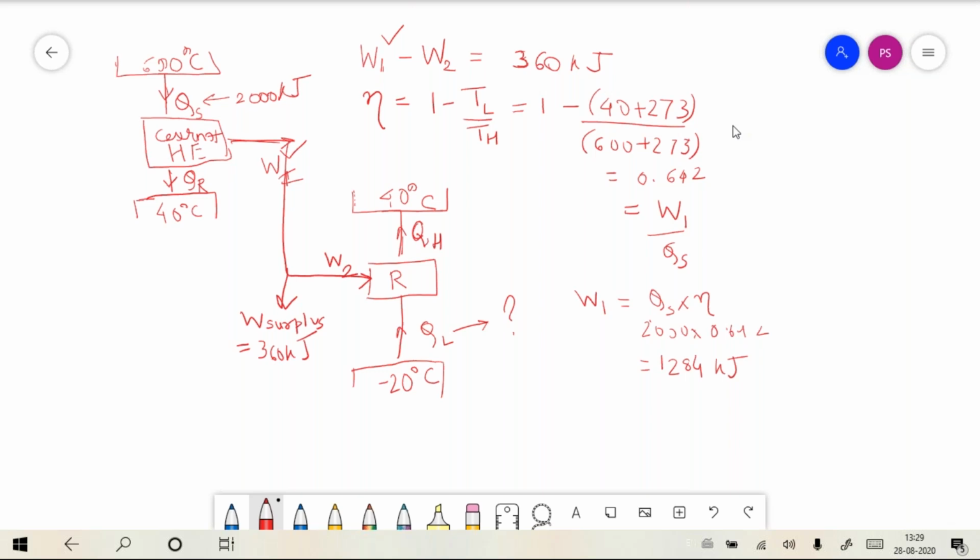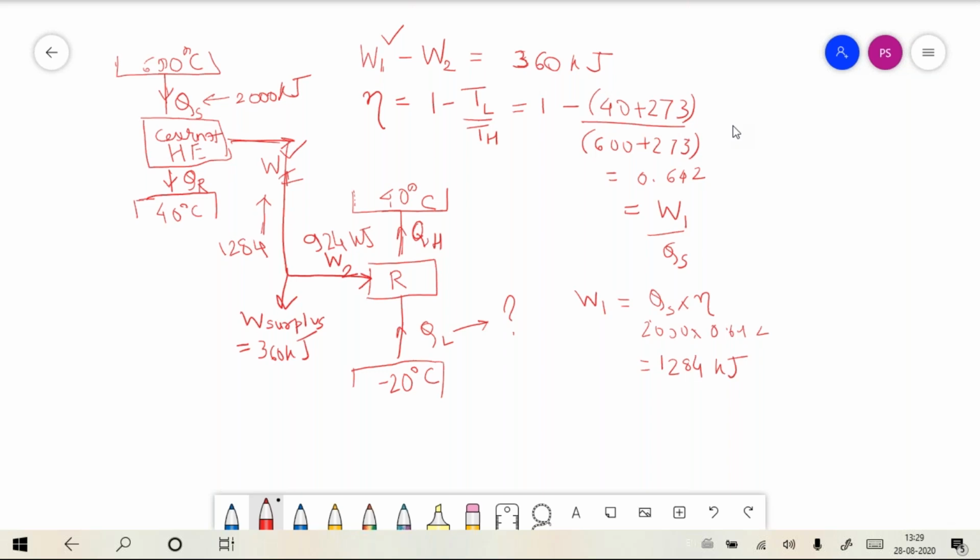Okay, so look at this now. You are now following, some of the students at least. To find W2, W1 minus 360 would be W2. So 1284 minus 360 comes to 924 kilojoules, because we have found W1 as 1284. So 1284 minus 360 would be 924 kilojoules.